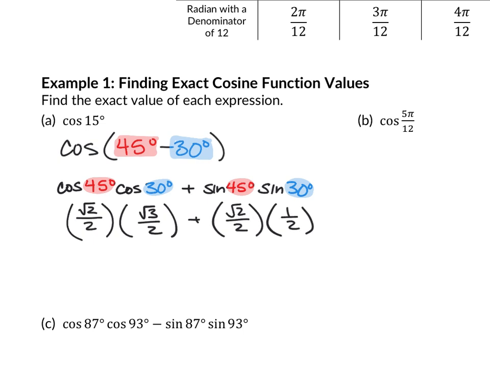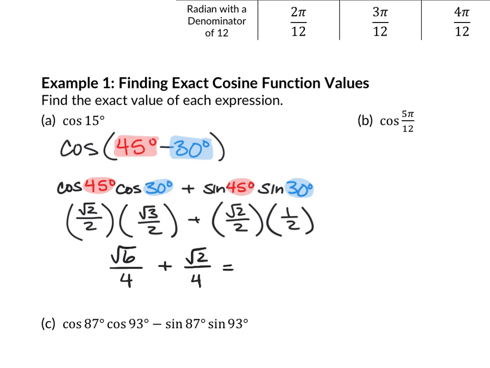1 over 2. Now all we have to do is remember some fraction rules at this point. We're done with trig. We're just doing some arithmetic. When you're multiplying fractions, you just do top times top, bottom times bottom. So then we are doing square root 2 times square root 3. Don't think about it too hard. It's just square root 6. Multiply those numbers underneath the square root. 2 times 2 in the bottom would be 4. So I have square root 6 over 4. And then square root 2 times 1 is just square root 2. 2 times 2 is 4.